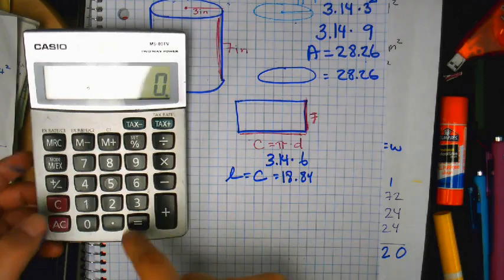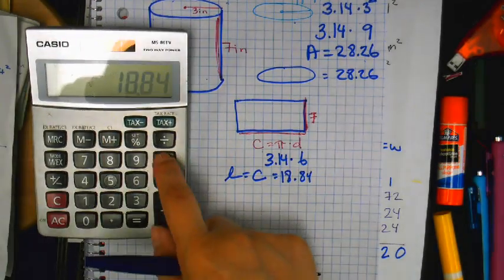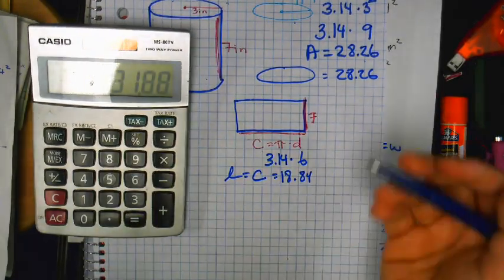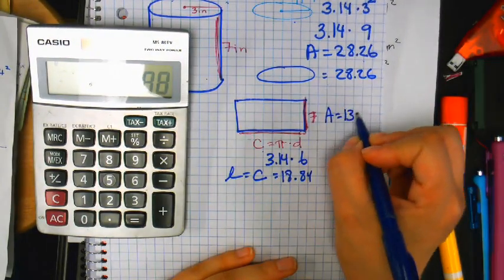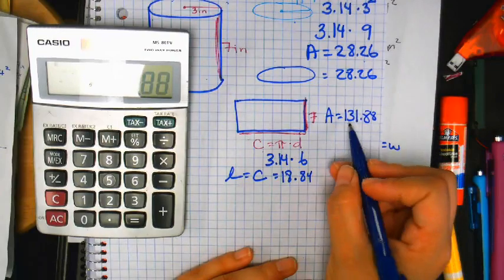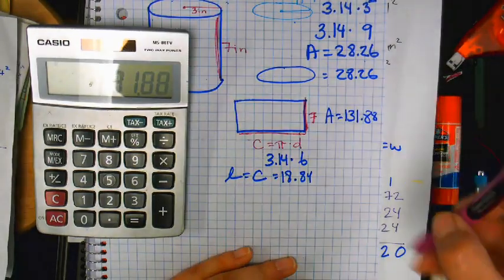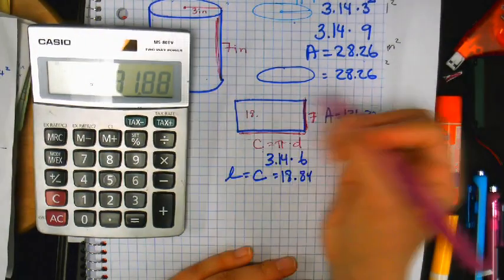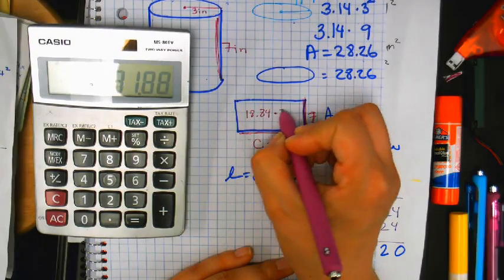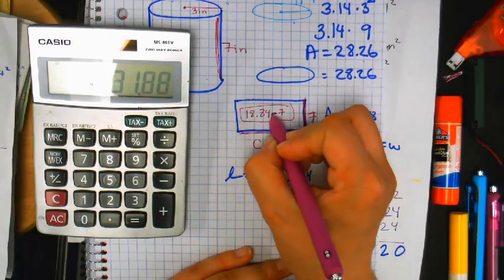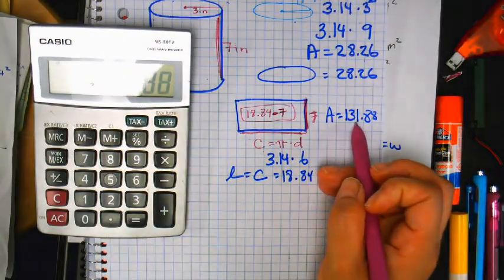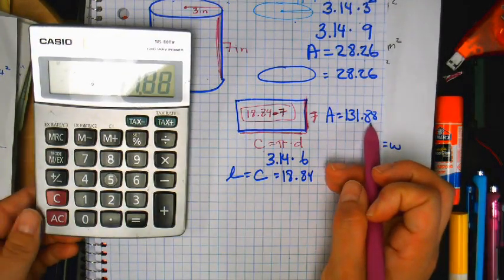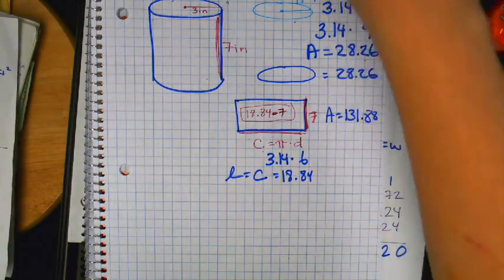All right, so 18.84 times 7. So our area is equal to 131.88. How did I get 131.88? I took 18.84 and multiplied by 7, and I get an area of 131.88. What is my last thing I need to do before we clean up?